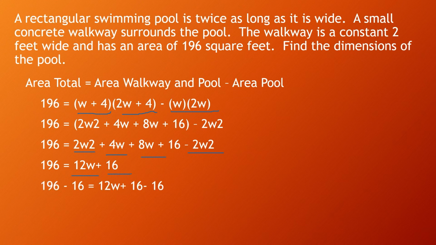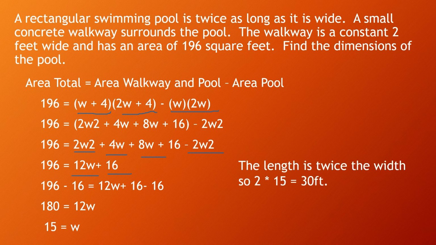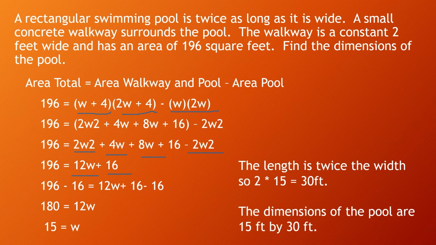Next, we are going to subtract 16 from both sides. So we have 196 minus 16 is equal to 12W plus 16 minus 16. So we have 180 is equal to 12W. If we divide both sides by 12, we have W is equal to 15. The length is twice the width, so we have 2 times 15 is equal to 30 feet. So the length is 30 feet. The dimensions of the pool are 15 feet by 30 feet.